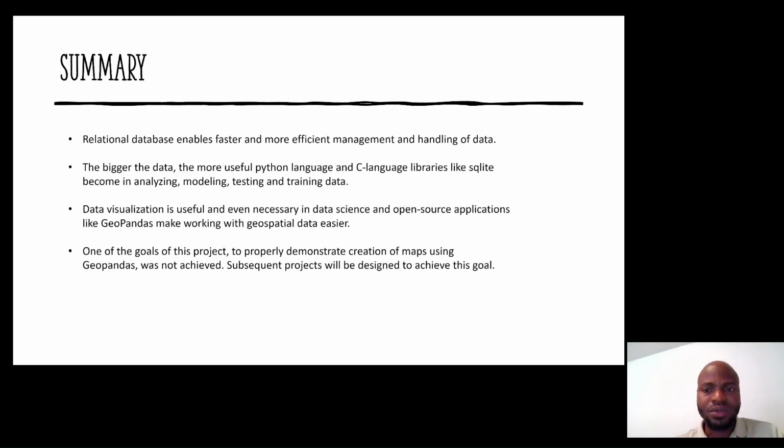I'm going to jump into the Jupyter notebook to explain some parts of this project, but I'd like to summarize the aim and what we've been able to do on this project. One of the things that we found in the course of this project is that a relational database enables faster and more efficient management of data handling. And we also saw that the bigger the data, the more useful Python and libraries like SQLite are for analyzing, modeling, testing, and training data.